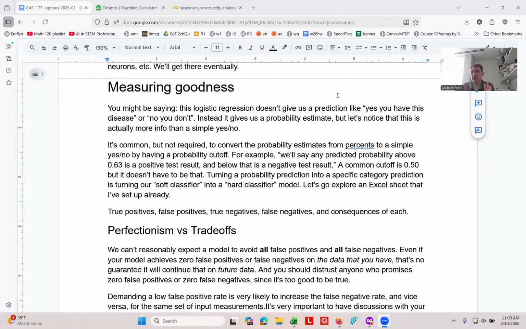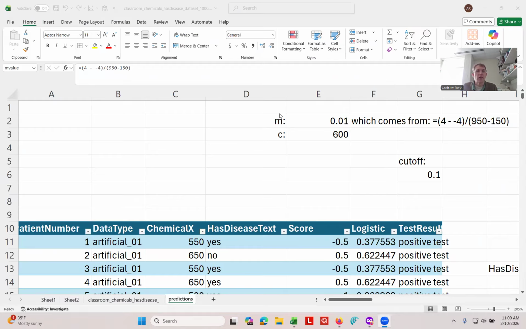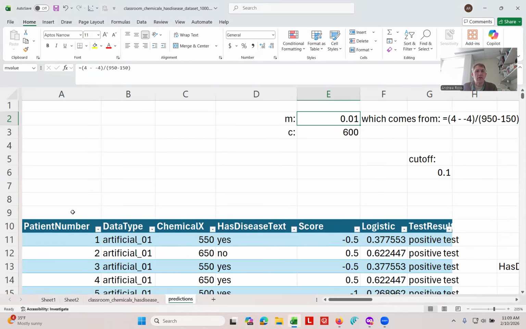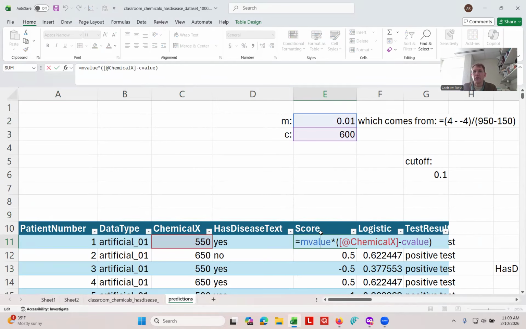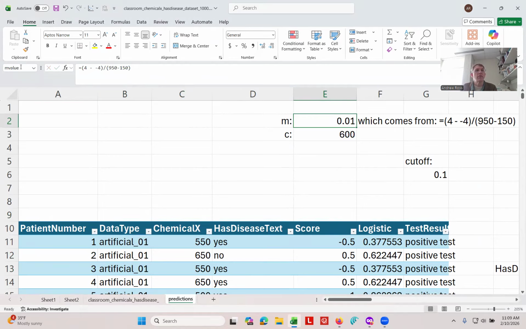Let's go explore an Excel sheet that I've set up already that does this. So I've got the data set. I've converted it into what's called a data table in Excel that makes a lot of things nicer. So we've seen this data already. Here I'm computing a score by taking the M value, and I've named this cell. You can see up in the name box here, it has the name M value, so I can refer to it just with that name.